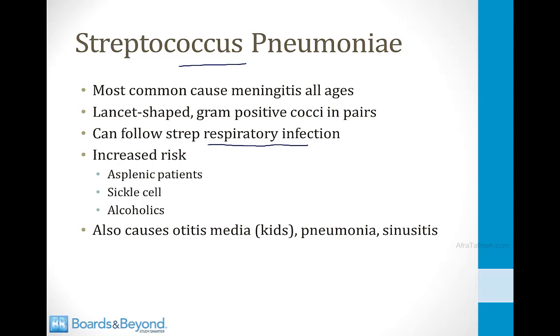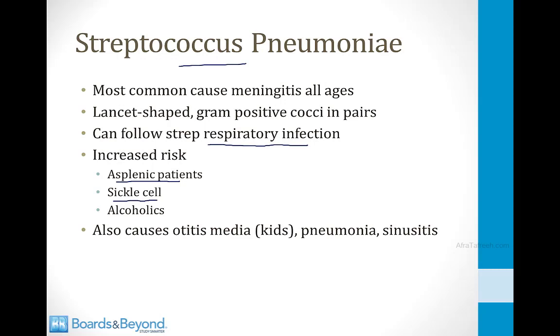People who are at increased risk are asplenic patients, so you need your spleen to clear this bug from the bloodstream because it's an encapsulated organism, and asplenic patients have trouble doing that. Sickle cell patients are what we call functionally asplenic. So they have a spleen, but it's not working well because of the sickle cell anemia.